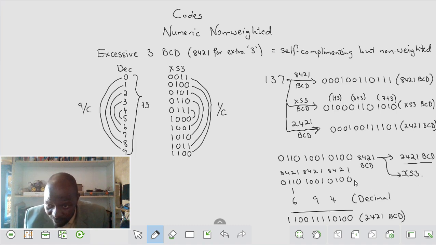You would have said you still need to convert it to decimal, because excess 3 is also a binary coded decimal, so it's a decimal. So you would first have needed to do decimal, then you would say, okay, for the 6 I need excess 3, for the 9 I need excess 3, and for the 4 I need excess 3.